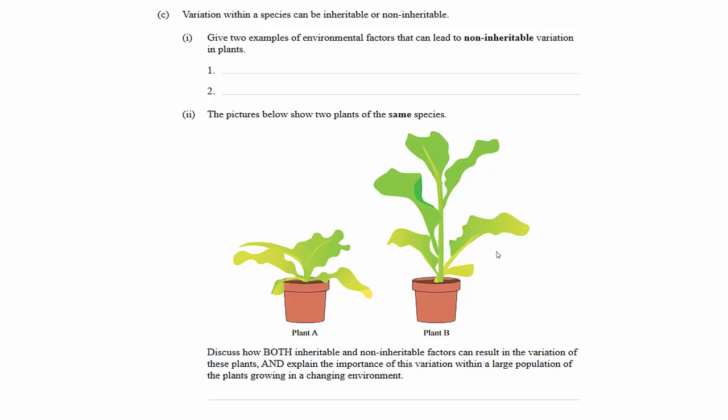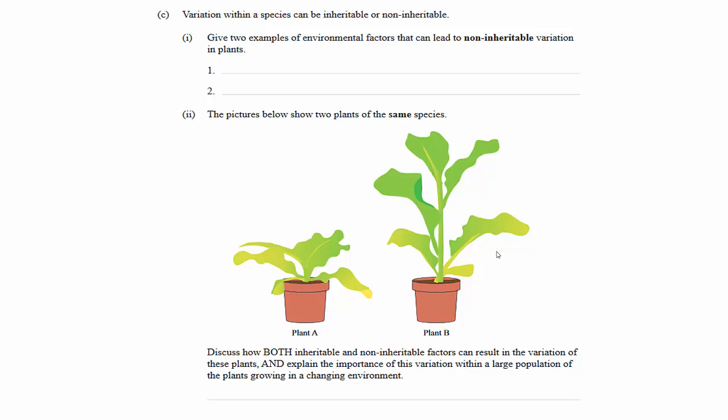Okay, so just because a plant has the genetics to grow really tall, if it's not getting the right amount of light, the right amount of water, and the right amount of nutrients, then that won't be able to happen. But that's not to say that that plant cannot pass on the trait to grow tall. Okay, so the answers you're looking for there are light, wind, nutrients, water, anything environmental, pests, diseases.